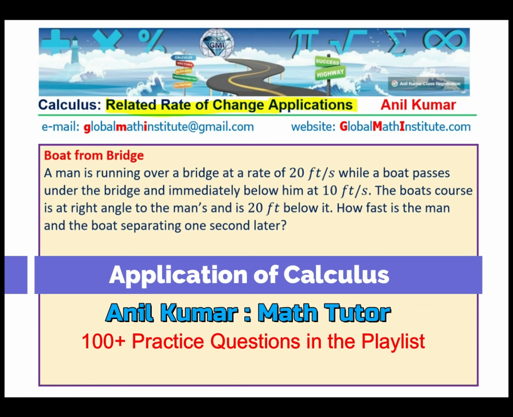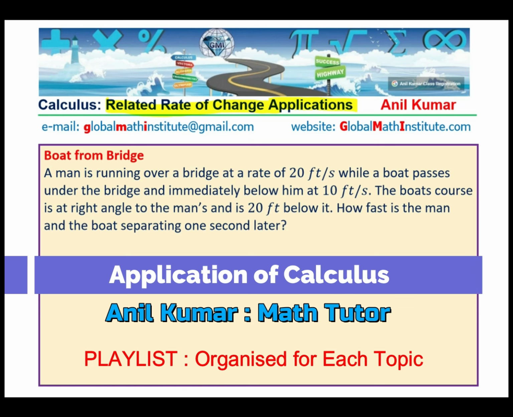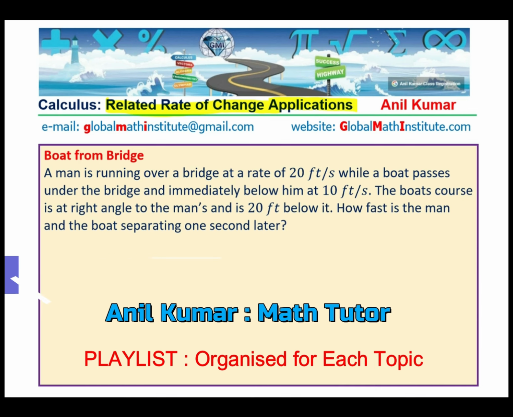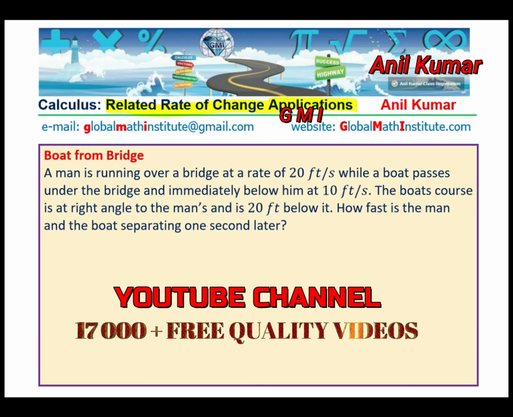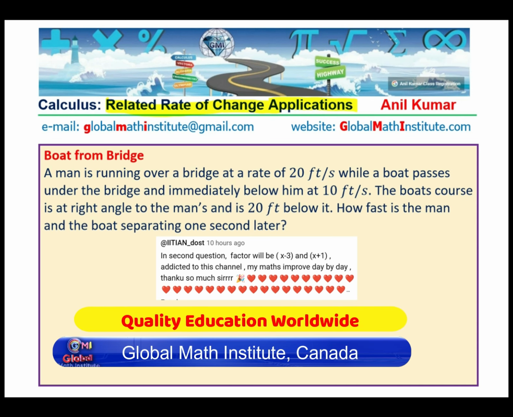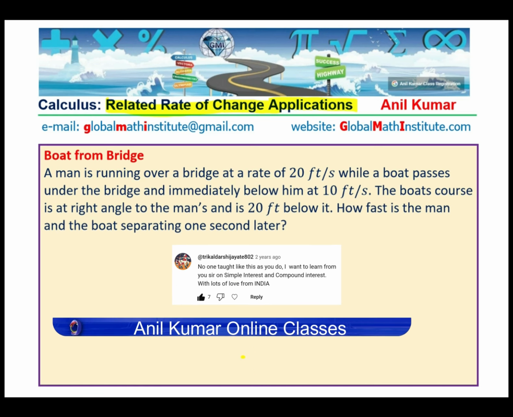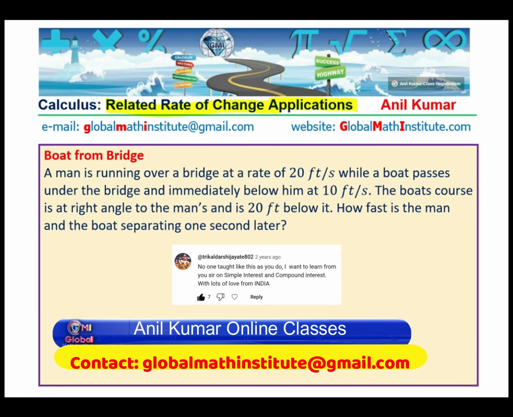A man is running over a bridge at a rate of 20 feet per second while a boat passes under the bridge below him at 10 feet per second. The boat courses in at right angles to the man and is 20 feet below it. How fast is the man and the boat separating 1 second later?